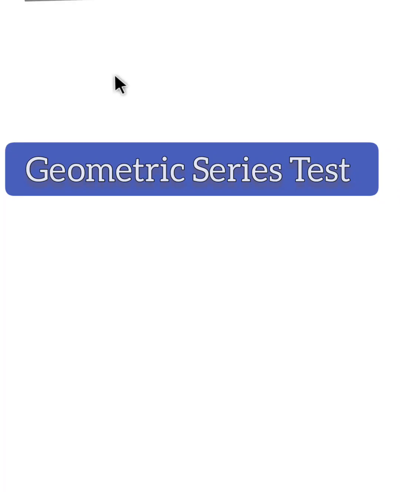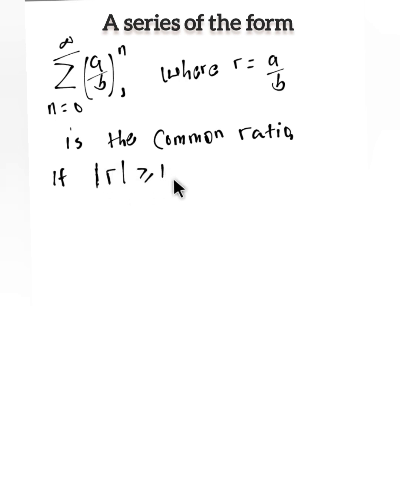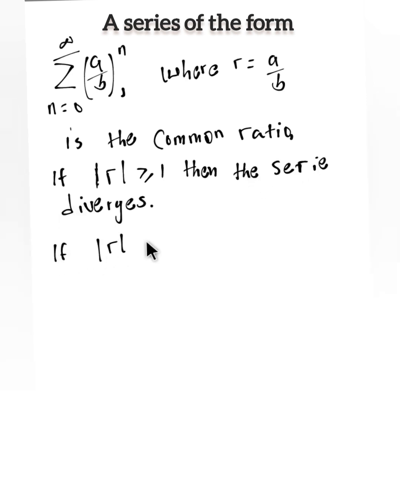A geometric series is a series of the form the summation of (a over b) all raised to the power n, from n equals 0 to infinity, where r is equal to a over b, the common ratio. If the absolute value of r is greater than or equal to 1, then the series diverges. If the absolute value of r is less than 1, then the series converges.